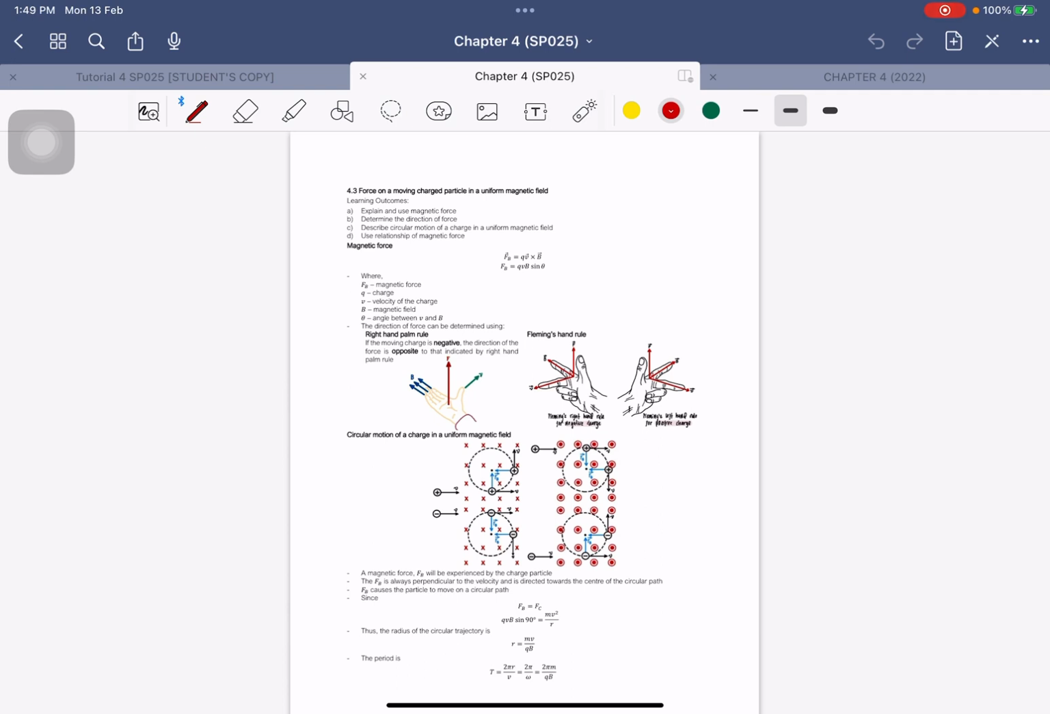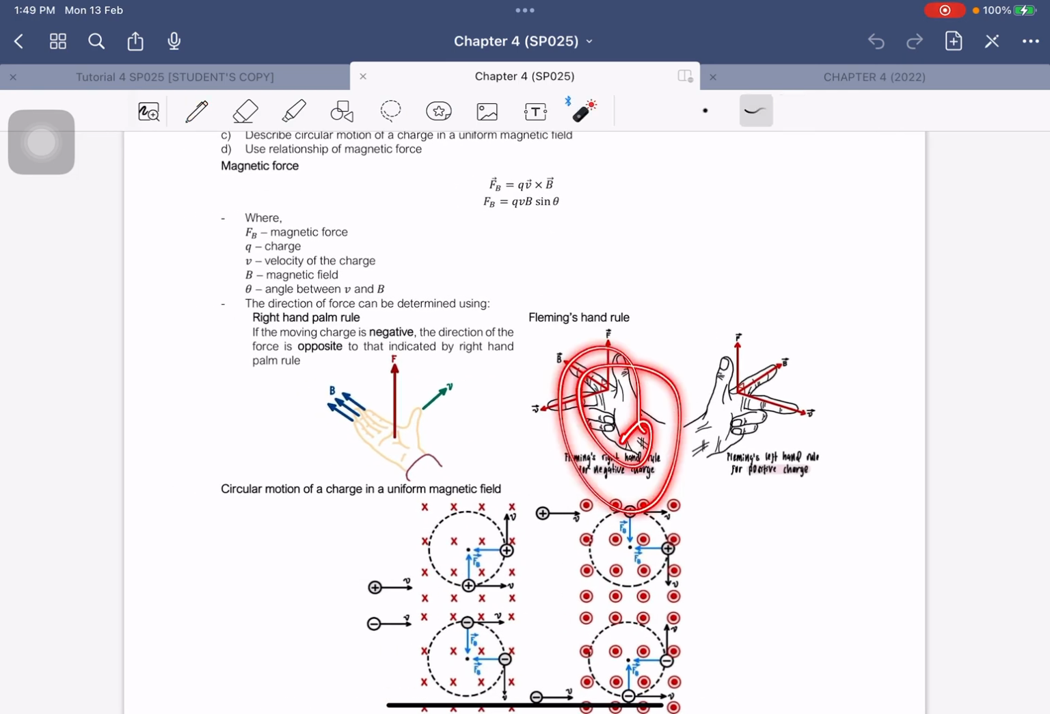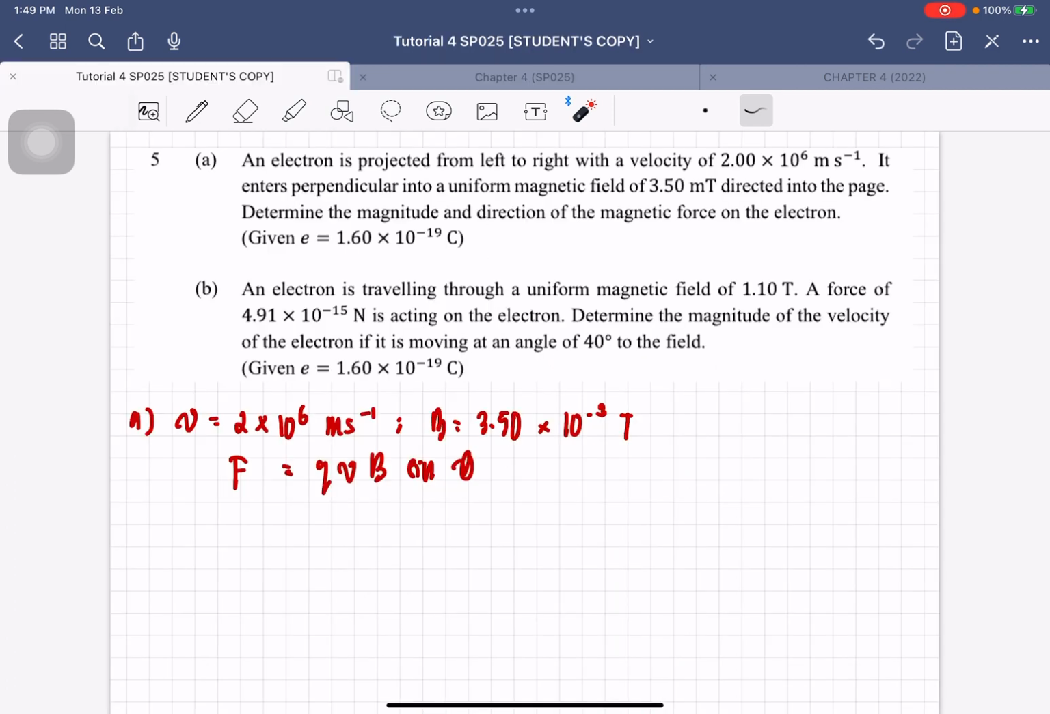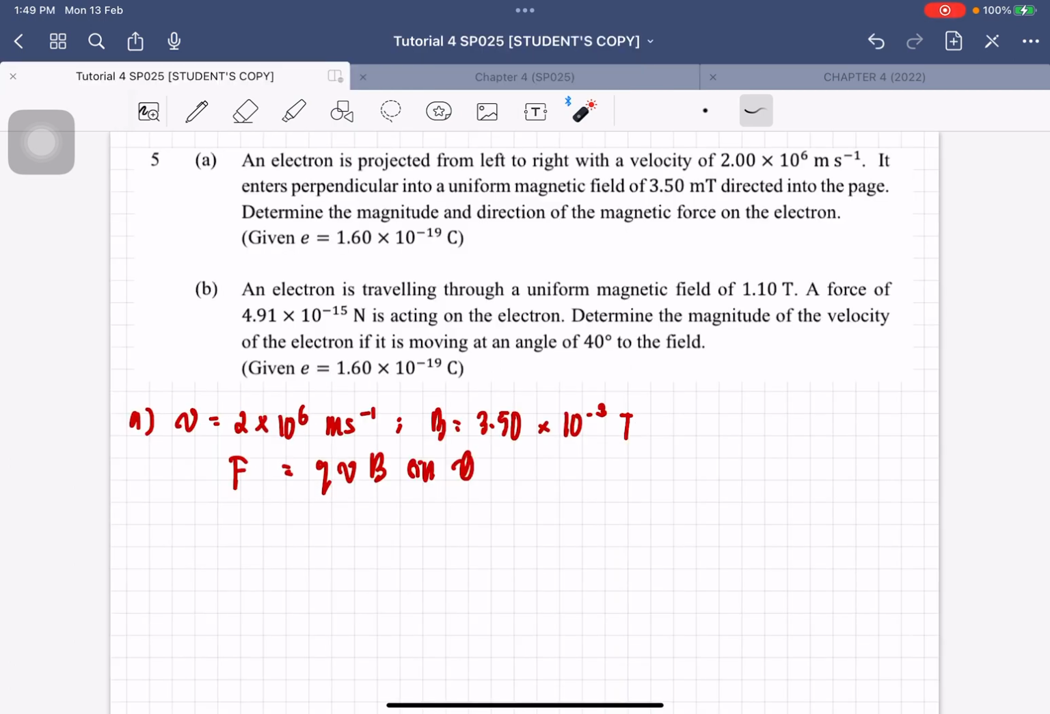So which one are we using, Fleming left or Fleming right hand rule? It depends on the charge. Now we have an electron, which is a negative charge, so we will use the right hand rule. The velocity is from left to right, so V is your middle finger, pointing to the right. The magnetic field is directed into the page, so you point your pointing finger downwards.